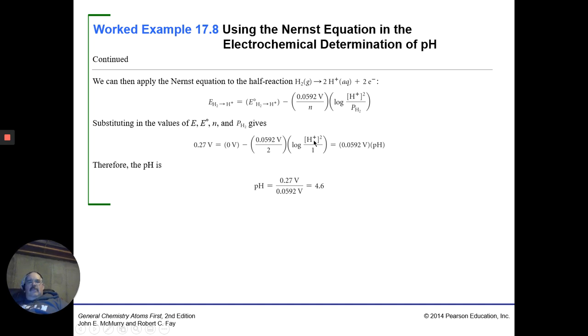Okay, so if we solve for H plus, and then we take minus the log of that, that would be 0.46. So actually, this is the log, and so once we solve for that, we can find the pH. It's 4.6.